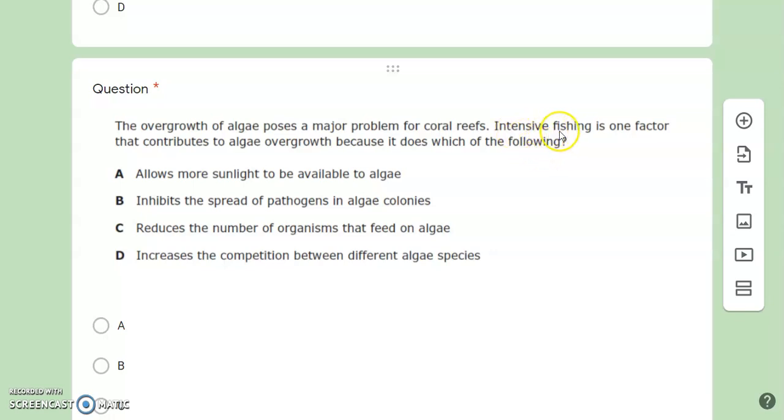So when we're fishing, we're removing a lot of fish out of the water. Fish eat algae, some of them, not all of them, some more than others, but fish in general will eat algae. Less fish means more algae. Why? A, B, C, or D? You tell me. It's pretty obvious if you just think about it.